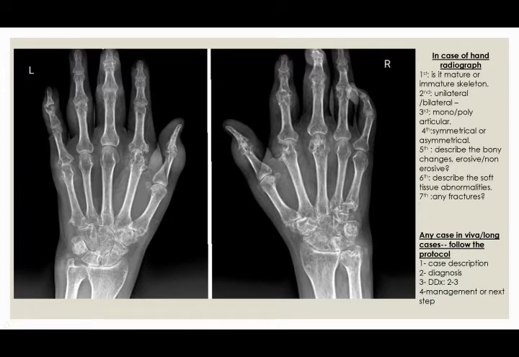The bone density appears normal. There are no soft tissue calcifications, and there are no fractures seen. So in conclusion, there is bilateral multiple juxta-articular erosion with surrounding dense soft tissue swelling. My primary diagnosis is gout, and the soft tissue masses represent gouty tophi.